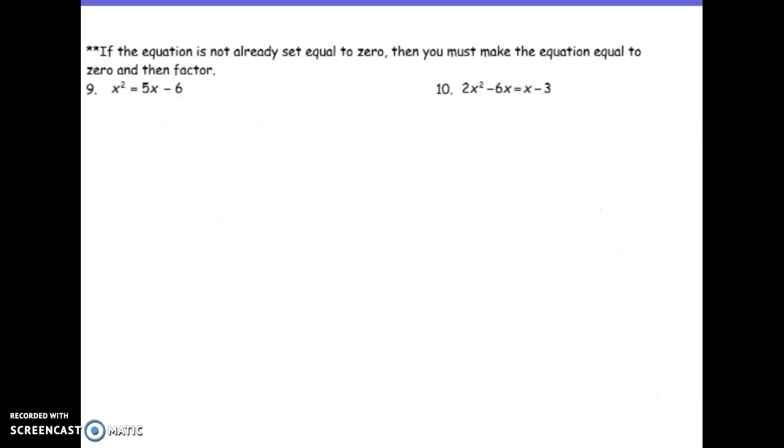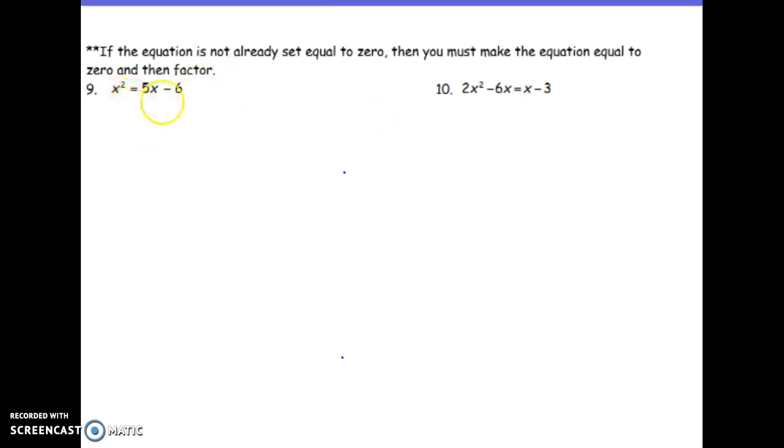All right. If the equation is not already set to 0, then you must set the equation equal to 0 and factor. So all we're going to do here is set this to 0. And when I factor this one, I'll get x minus 3 and x plus 2. Okay, so then when I do that, or actually, let me go back here. I didn't realize that I missed the equal sign here.